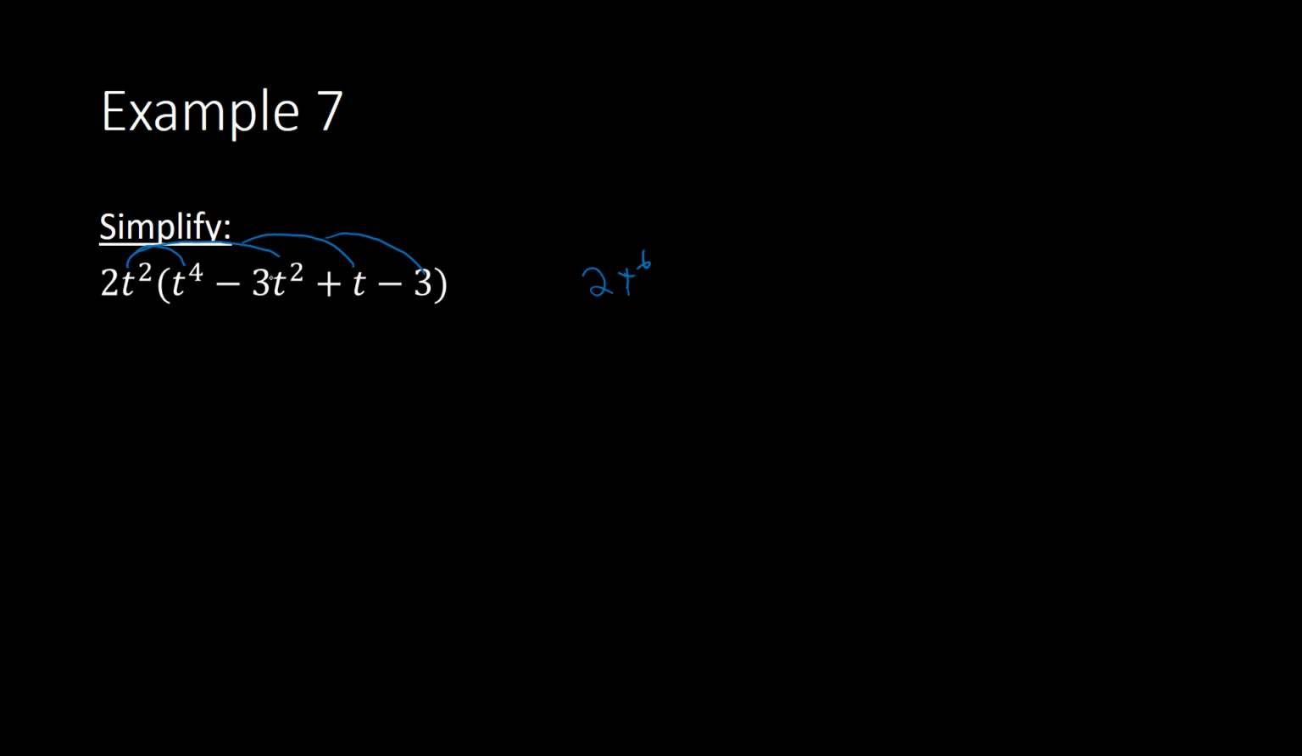And then multiply by the second term, 2 times a negative 3 would give you a negative 6. T squared times t squared, you add the exponents to get t to the 4th power. 2t squared times a t would give you a 2, and then t squared times t would give you t to the 3rd power. You add the exponents. This is an assumed 1, right? 2 plus 1 gives you 3. And then 2t squared times negative 3 would give you a negative 6, and then the t squared. So my solution would be right there.